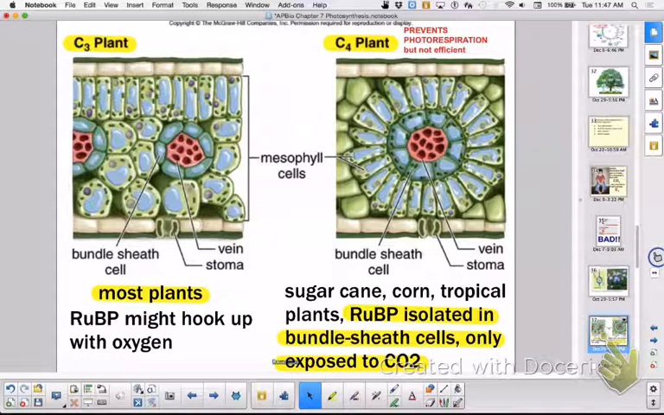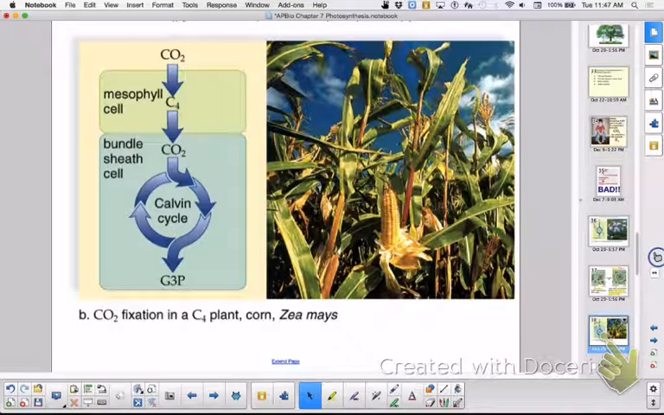Now that's going to take extra energy, that extra step. So it's going to cost you, but the benefits must outweigh the cost, right? So it can be more efficient in certain situations. Look at here. We've added on a layer. Here's CO2. It hooks up with something called PEP, and it forms C4. And when it does that, it drops the CO2 off. So that CO2 is initially fixed by a different molecule.